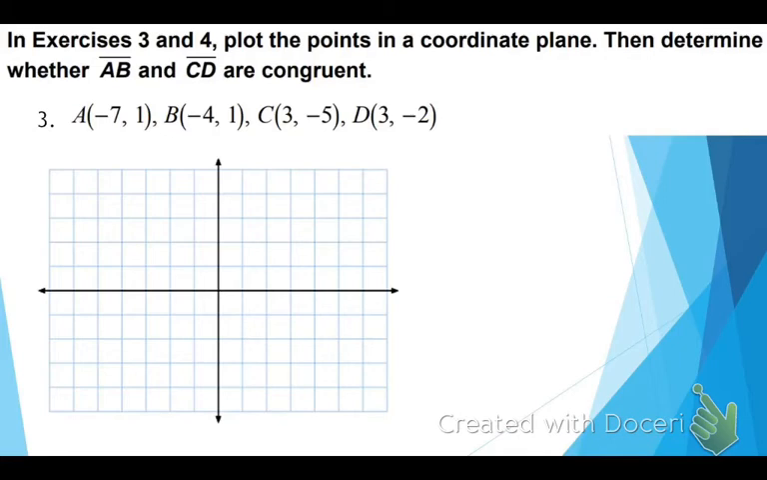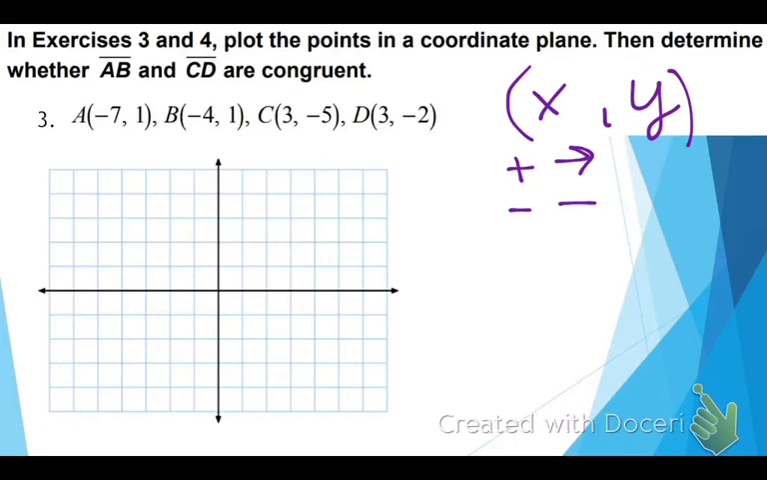All right, so remember that every coordinate is an x and a y. So if my x was positive, which direction would I go? To the right. If my x was negative, left. If my y was positive, up. If my y is negative, down.